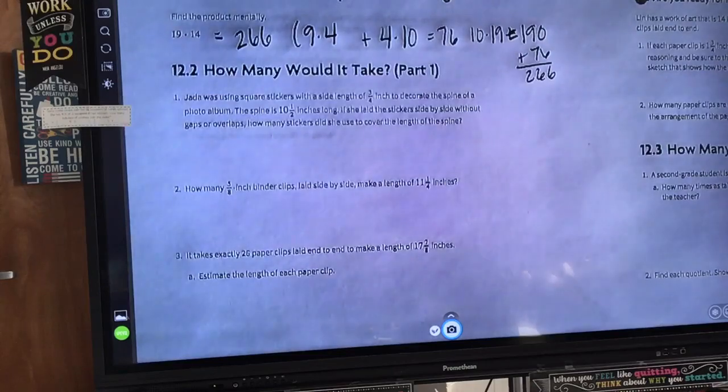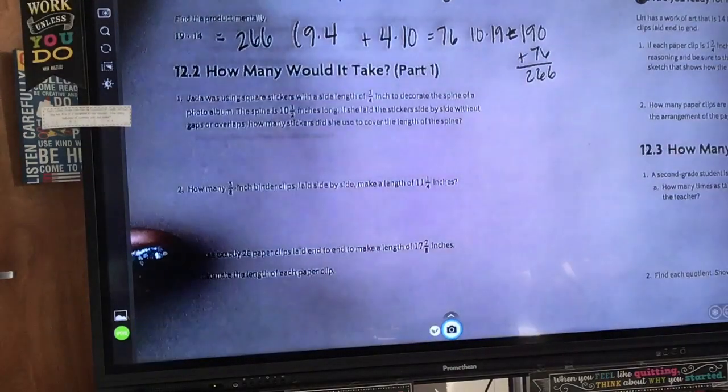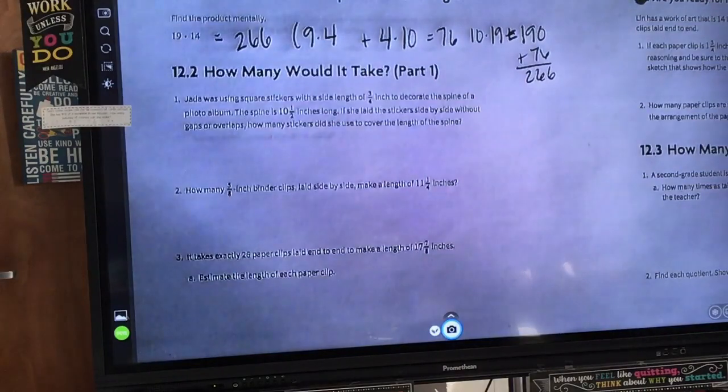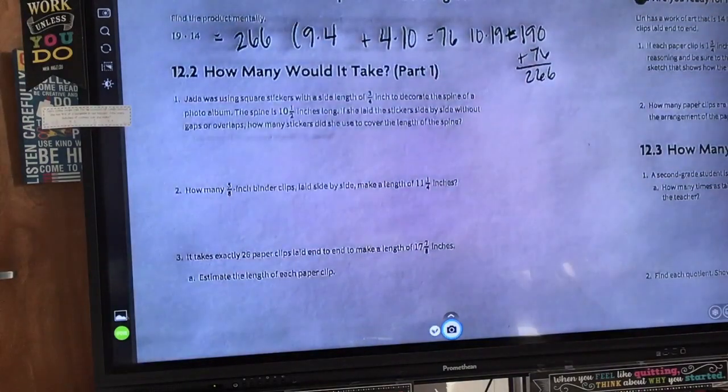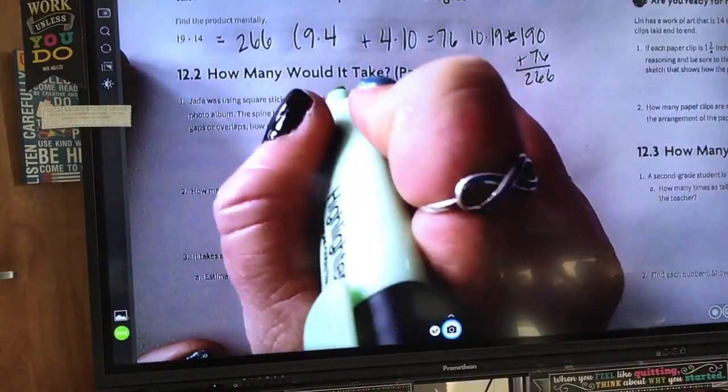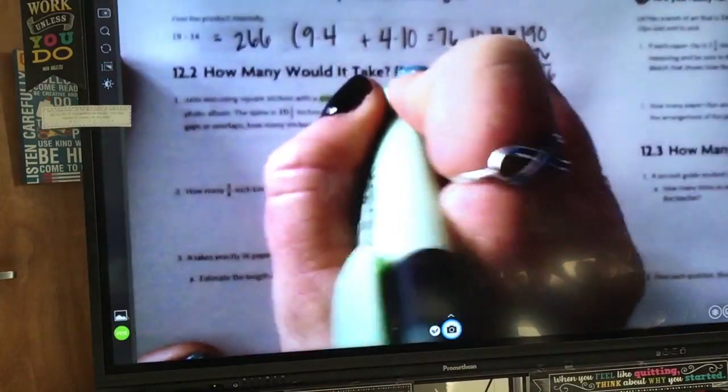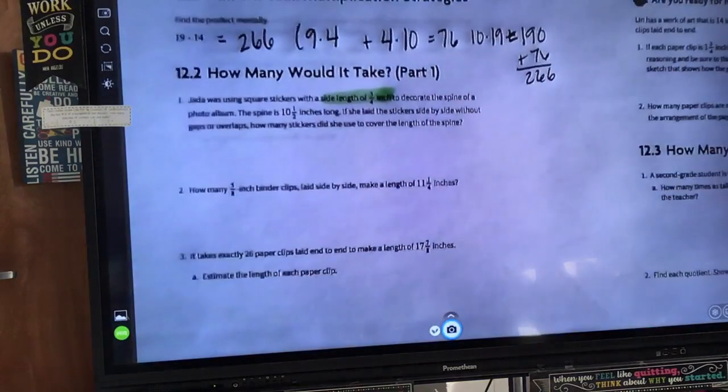All right, so the first sentence, it says Jada was using square stickers with a side length of 3/4 inch to decorate the spine of a photo album. What's important in the first sentence? I need new hands, guys. Camden, what's important in the first sentence? Square stickers with a side length of 3/4 inch. Okay, so side length of 3/4 of an inch.